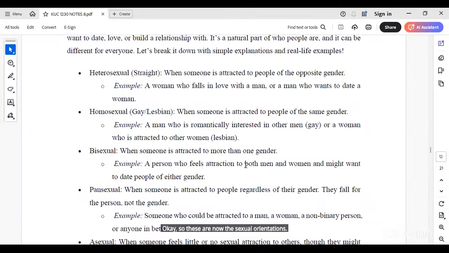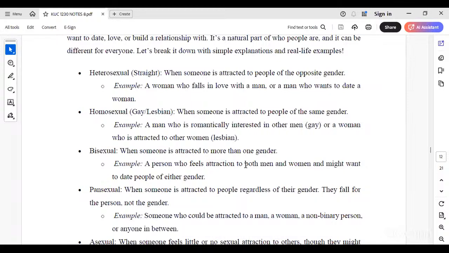There is another one, which is bisexual. This is when someone is attracted to more than one gender. So this is someone who is attracted to both men and women. He might want to date people of either gender. Okay, so such a person is bisexual.